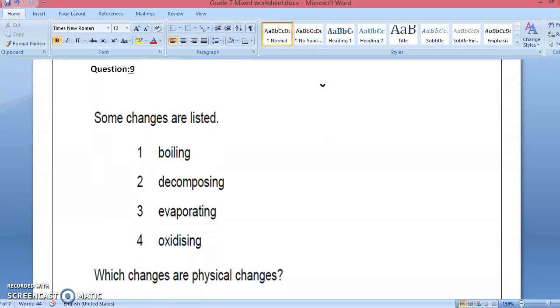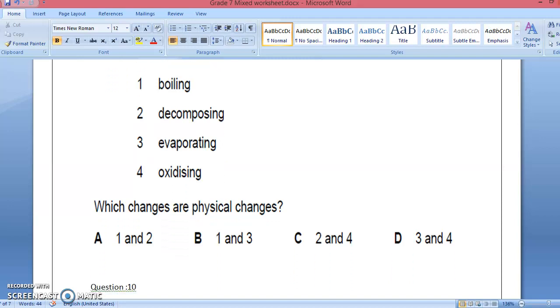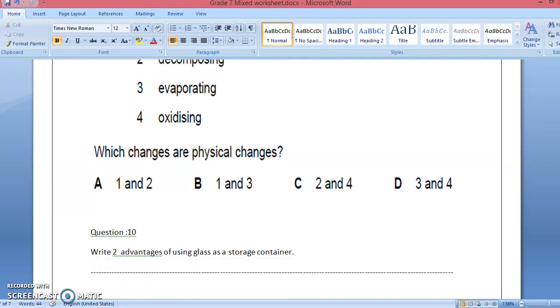Okay. Now, next, question number 9 is there listed some changes. Which of these are physical changes? Physical changes, obviously this is quite easy. Boiling and evaporating. Why? Because decomposing and oxidizing, these are chemical changes. And decomposing is biochemical change.